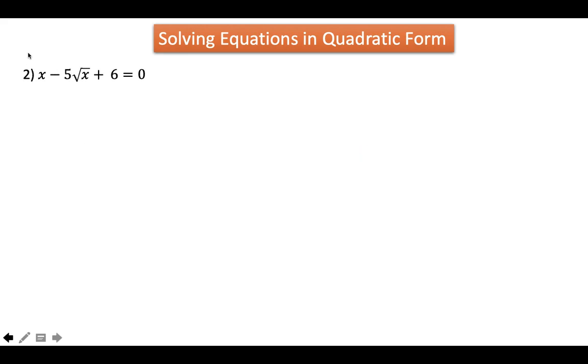For our given number 2, x minus 5 times square root of x plus 6 equals 0. So it doesn't look like a quadratic form, but we can transform this into quadratic form by letting u is equal to square root of x. So we usually let u be the variable of the middle term.